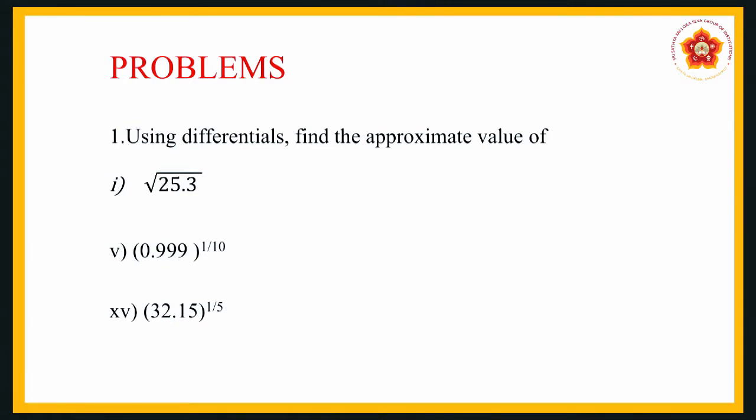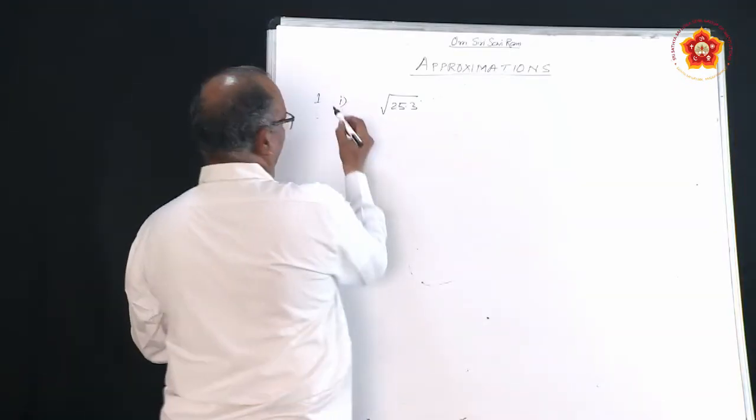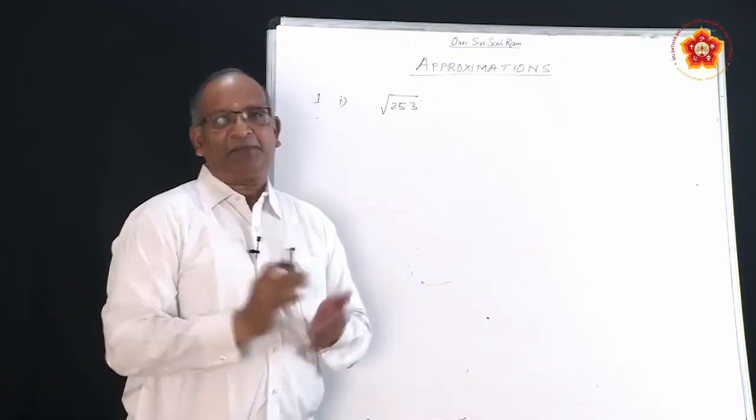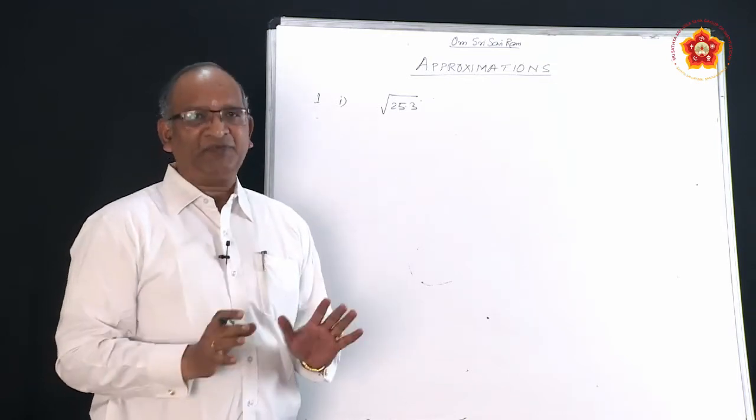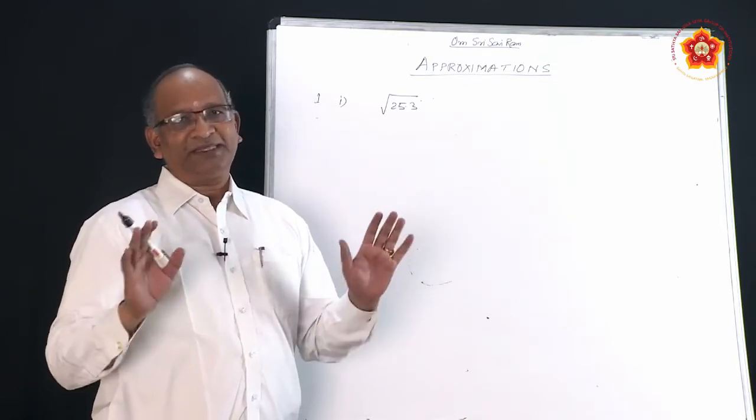It says, using differentials, find the approximate value of the square root of 25.3. This is the first problem, first bit. There are 15 bits of problems, but in all problems, the method which we are going to follow is going to be the same.